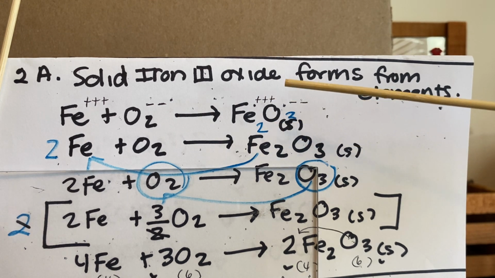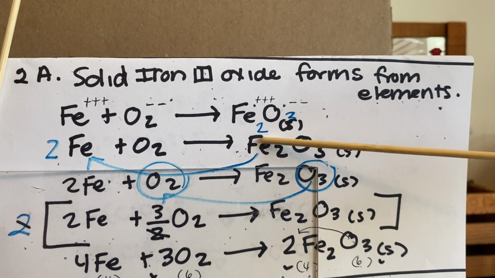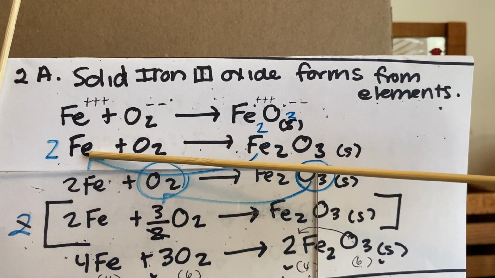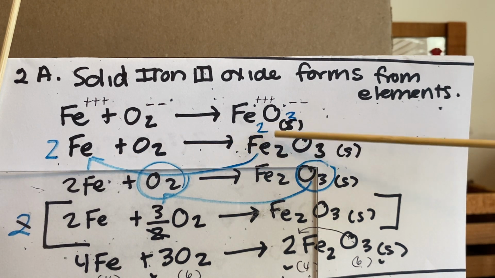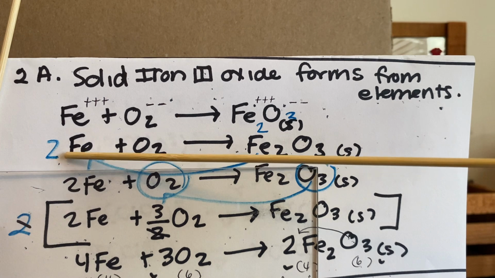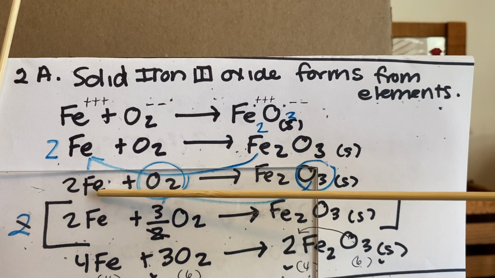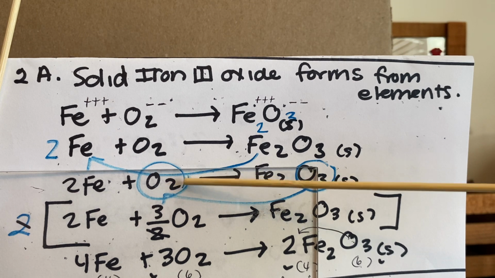So anyway, now we're going to look here. So we'll look at the iron. There's 2 iron here, right? There's only 1 iron here. So I'm going to look over here, and I'm going to have to put a 2 there. So that's the first thing I'm going to do. So I put 2 iron plus oxygen equals iron oxide here.